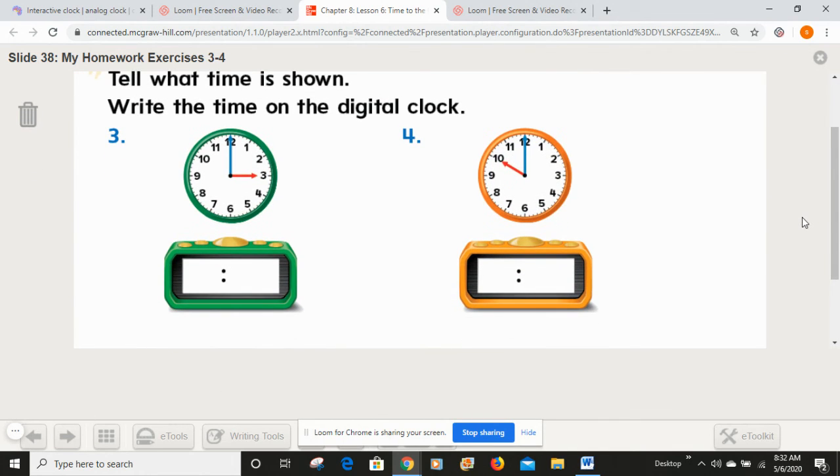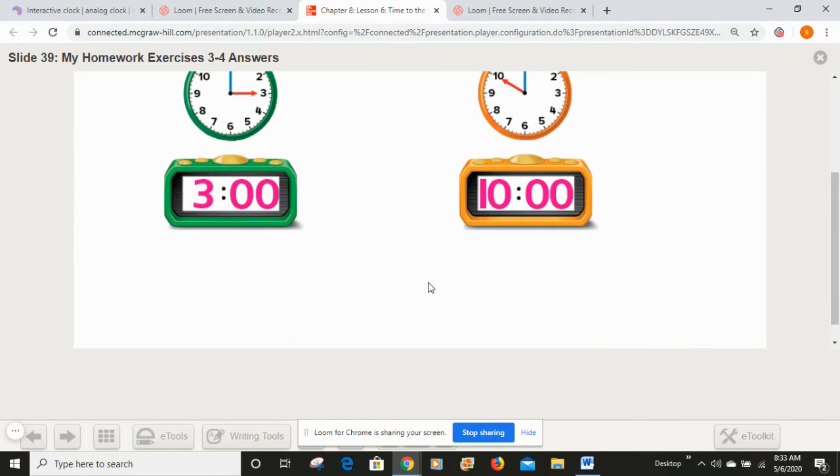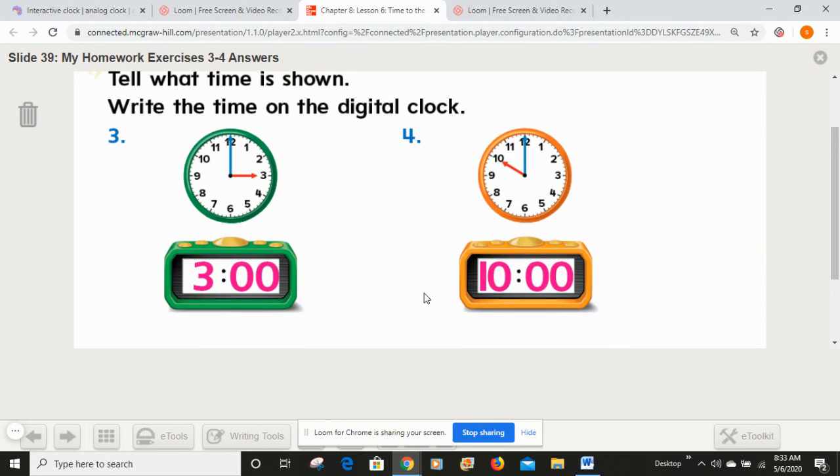Let's check another one here. What time is shown? Write the time on the digital clock. My big hand up at 12. Small hand over at 3. So I would say that this is 3 o'clock, 2 zeros over here. Big hand is on the 12, small hand is on the 10. So I would write 10 o'clock. Let's check. And we are right, 3 o'clock and 10 o'clock.